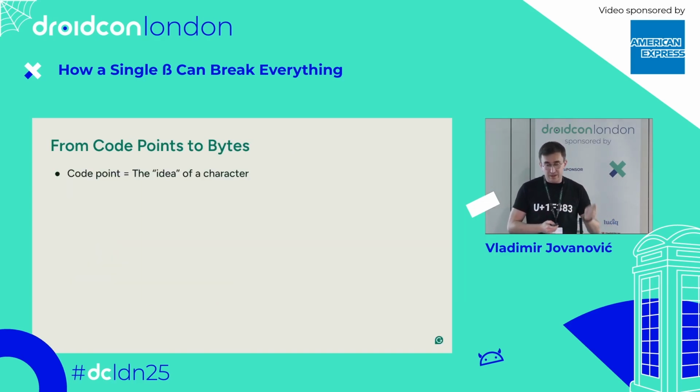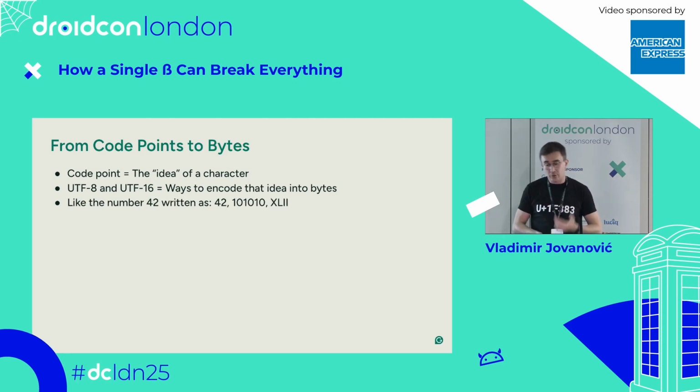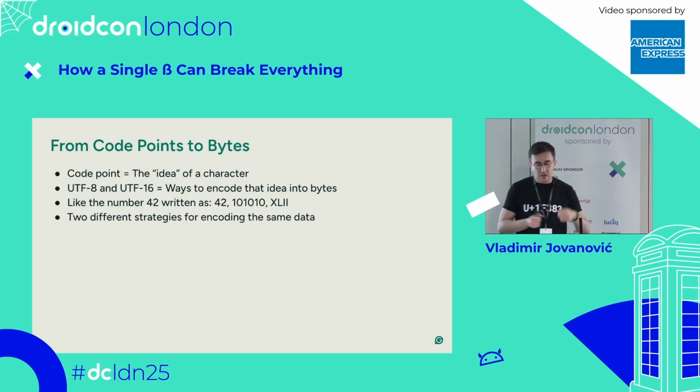Think of it this way. If a Unicode code point is like an idea of a number, let's say 42, then UTF-8 and UTF-16 are like different ways of writing that number down. You could write 42 as decimal 42, as binary, as a Roman numeral. Same number, different representations. UTF-8 and UTF-16 are both ways of encoding Unicode code points into bytes, but they use entirely different strategies. It's like having two different file formats for the same data. They are both valid, both have their strengths and weaknesses, and the choice depends on what you are trying to achieve or optimize for.